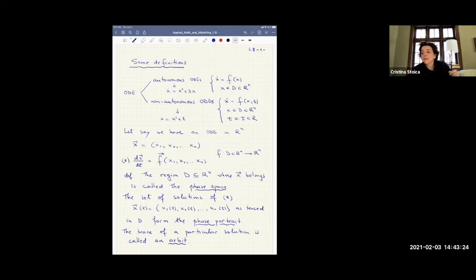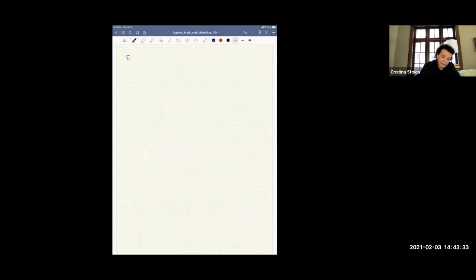I'll have an example for you right now. Let's see it on an example. Here, let's say we're looking at the system in 2D, in R2. We have x dot is v, and v dot is minus 16x. It's really like the oscillator we did last time. So this is equivalent to x double dot plus 16x equals 0.